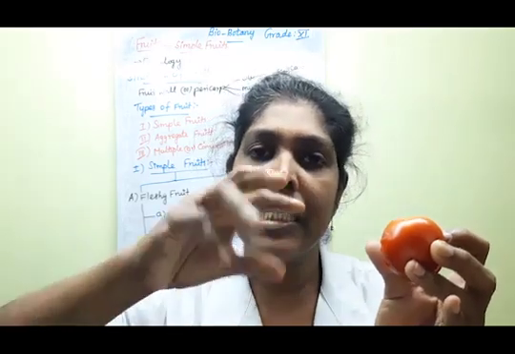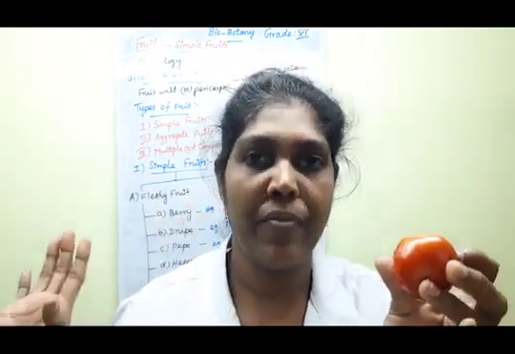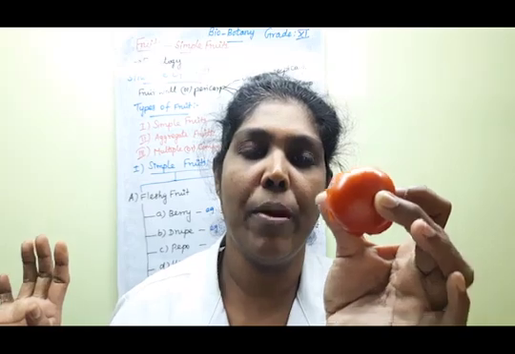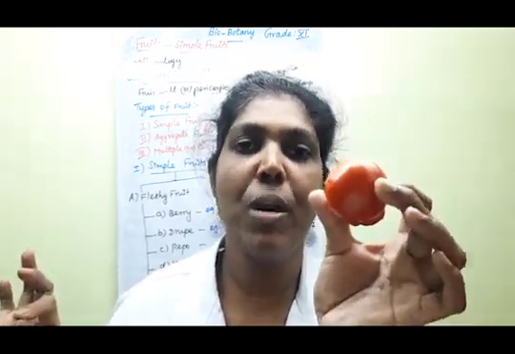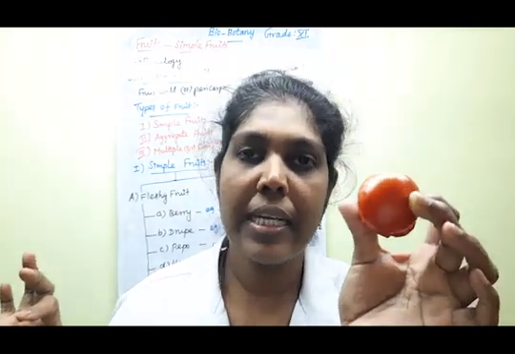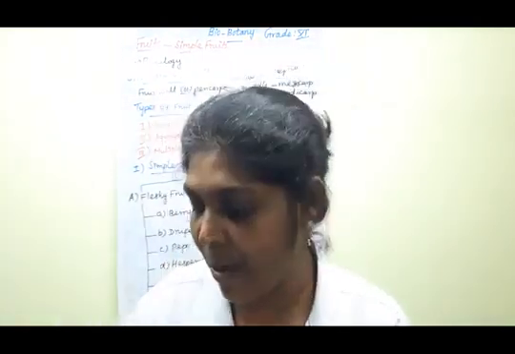Then finally, the seeds are also present in an embedded form. So only this much you have to mention regarding the first type, the berry type of fruit. Clear, children? Say yes or no? Yes. Good. Very good, children.